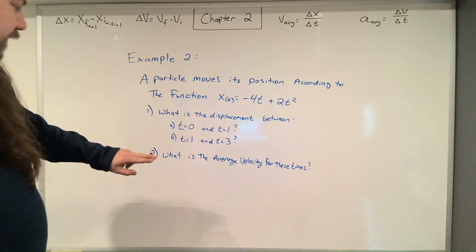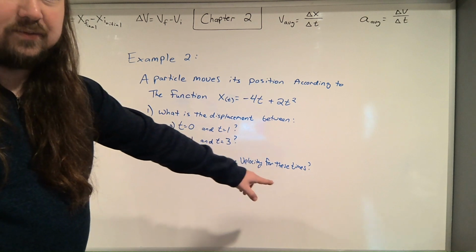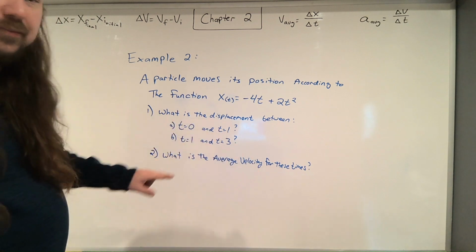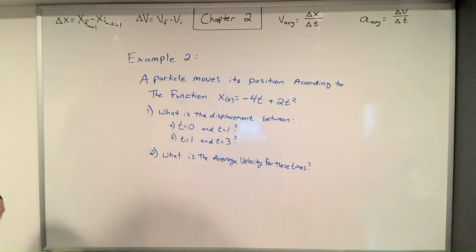Okay. And then for the second part of this, what is the average velocity for those times? Okay, for the displacement from 0 to 1 and the displacement from 1 to 3. Okay, so we got a bit of work to do on this one.